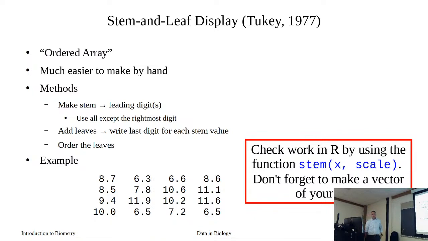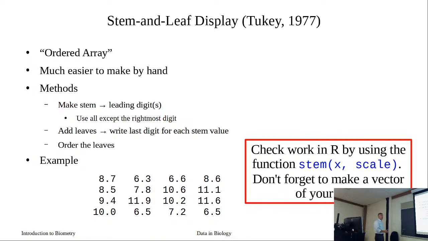R can do this, and we'll demonstrate it as well. So how do we do our stem and leaf display? The stem and leaf is simply an ordered array. That's basically what a histogram is as well.